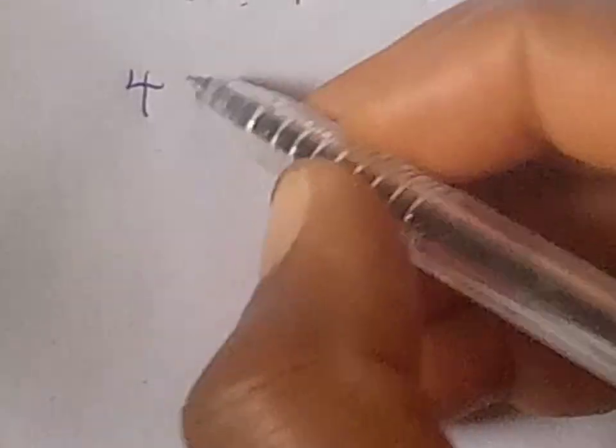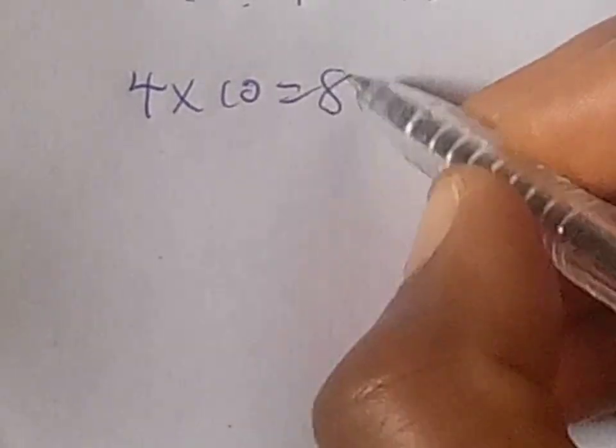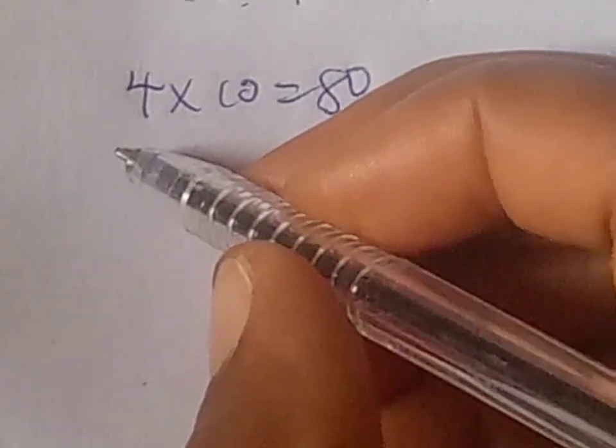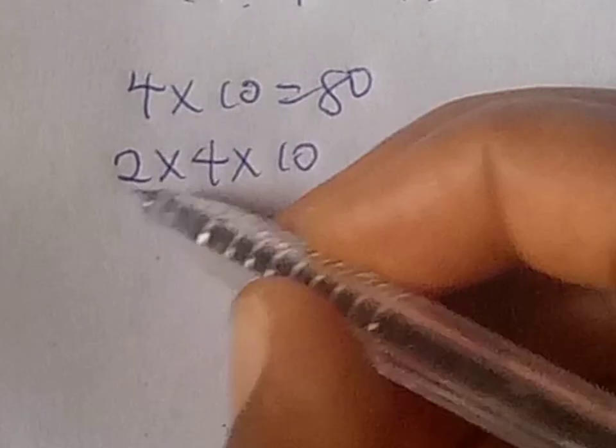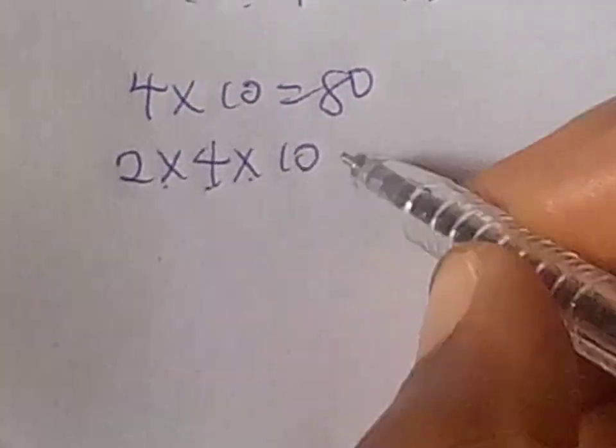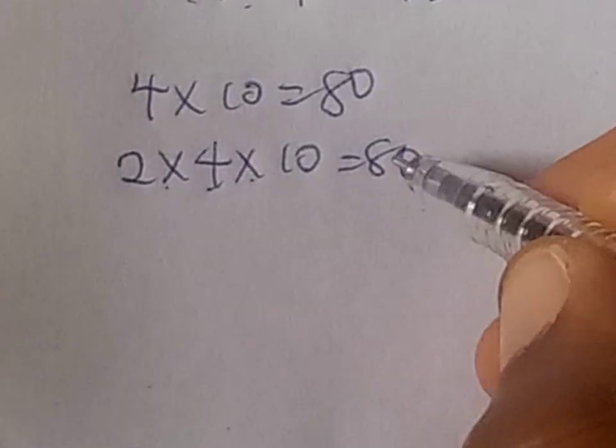Now let's look at the third rule. 4 times 10 equals 80. Using the rule above, that is 2 times 4 times 10. 2 times 4 is 8. 8 times 10 will give us 80.